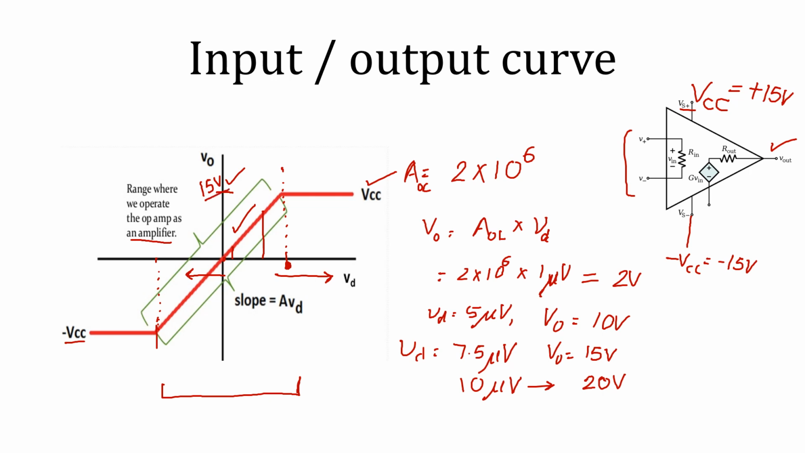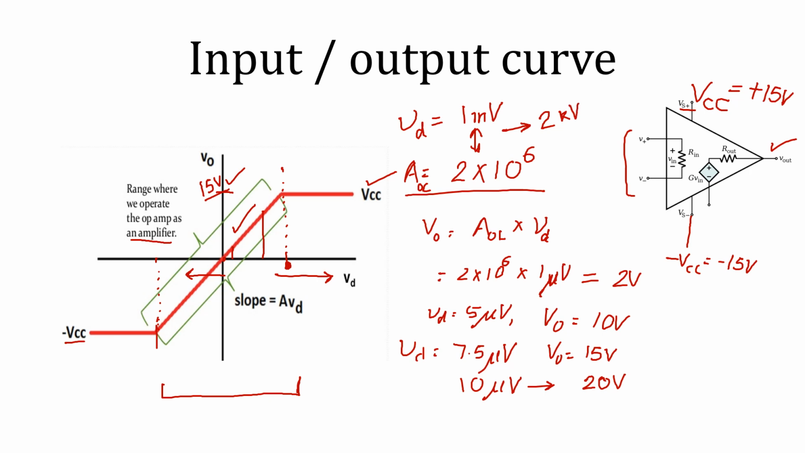So if somebody asks you that the gain is 2 into 10 raised to power 6 and you have given a differential voltage VD of, let's say, 1 millivolt, what is the output? As per the gain and VD formula, the output seems to be, I am saying seems to be, 2000 volt, yes, 2 kilovolt, but it is not possible.